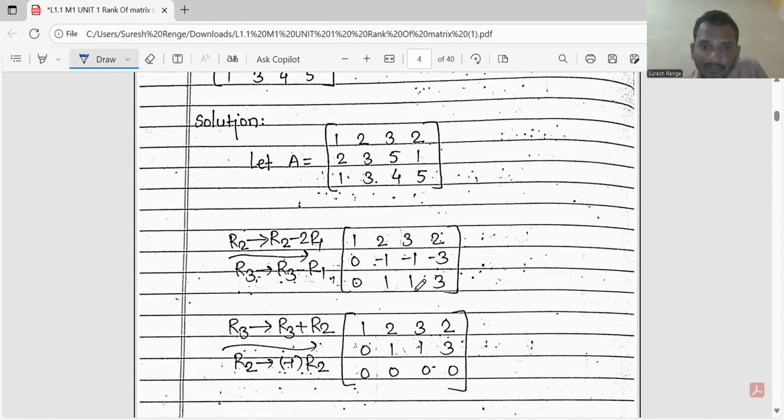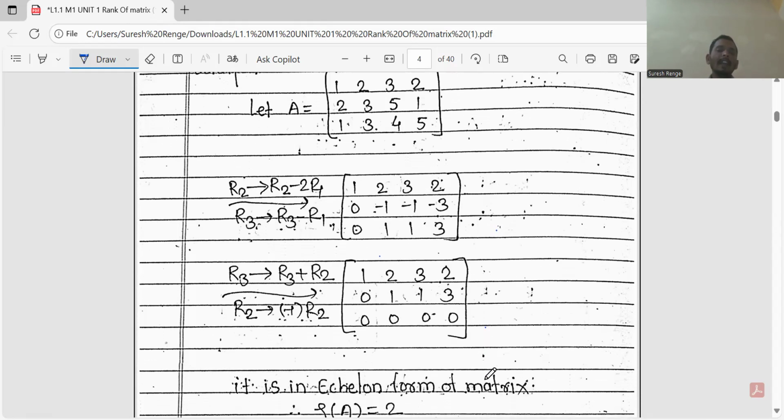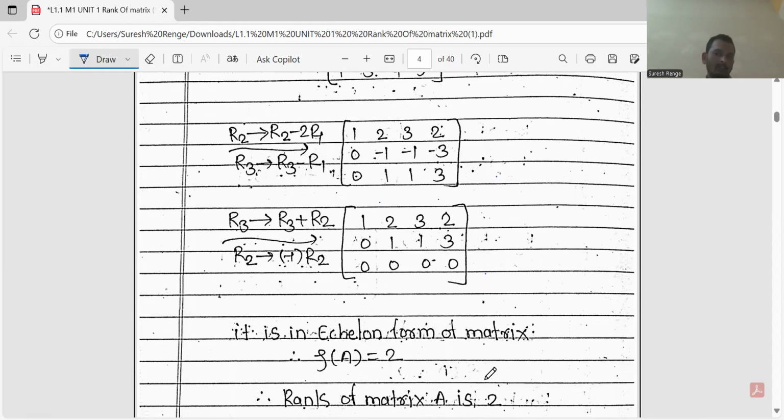And what is R3? If we apply the operation R3 plus R2, R3 becomes completely 0. That last row becomes completely 0. It is in echelon form of the matrix. Therefore, the rank of the matrix is equal to 2.